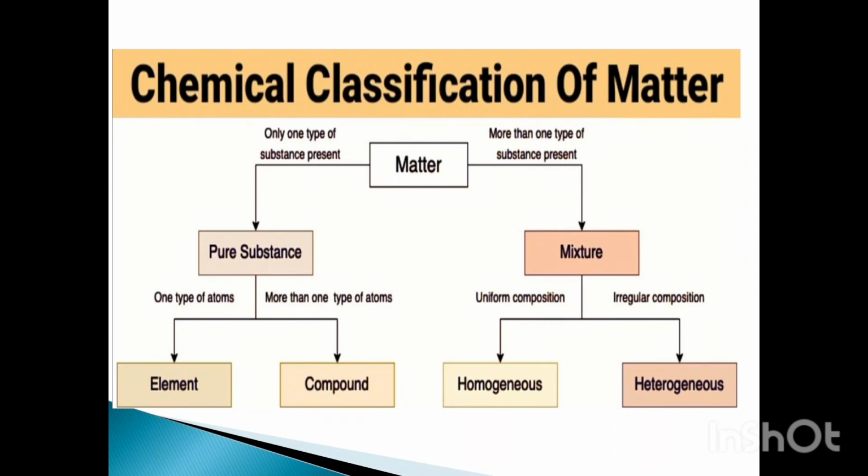Only one type of substance present, that's called a pure substance. One type of atoms, elements. More than one type of atom, it's a compound. More than one type of substance present, it's a mixture. Under mixture, uniform composition is homogeneous. Homogeneous is single phase, whereas heterogeneous has two different phases and distinct boundaries.